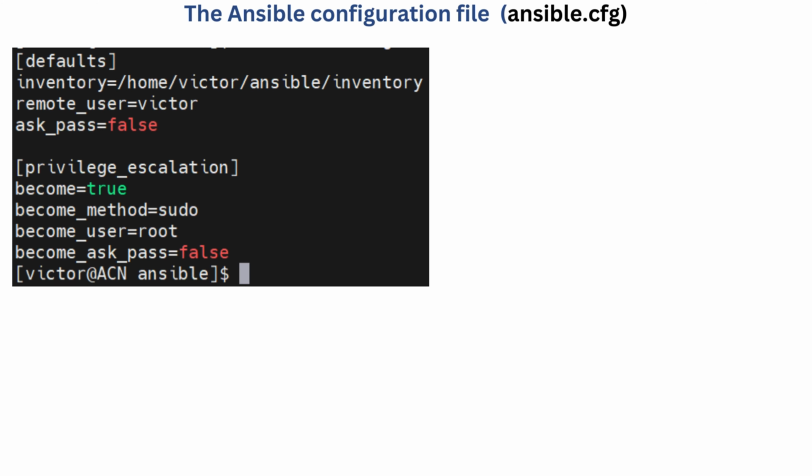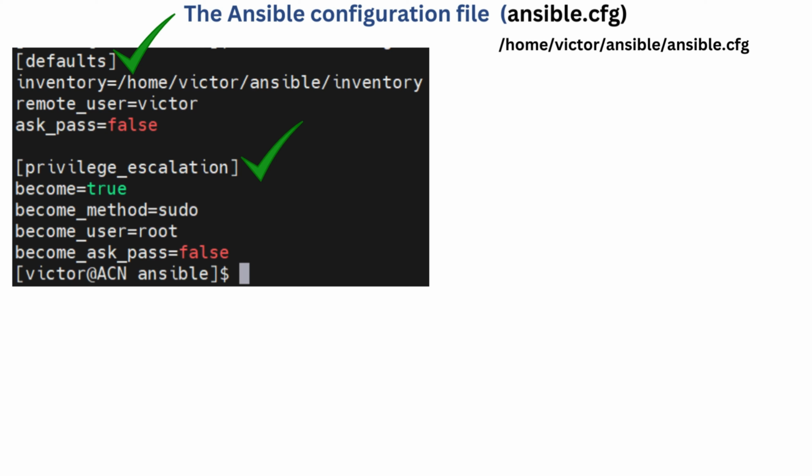The Ansible configuration file consists of several sections with their settings. However, the two basic sections that are needed to run the Ansible operations are the default section and the privilege escalation section. So for example, to create an Ansible configuration to be able to run your Ansible operations, you can create the Ansible configuration file in /home/victor/ansible/ansible.cfg. And like I said, we need two basic sections, which are the default and the privilege escalation section.